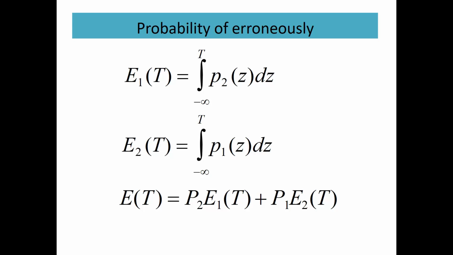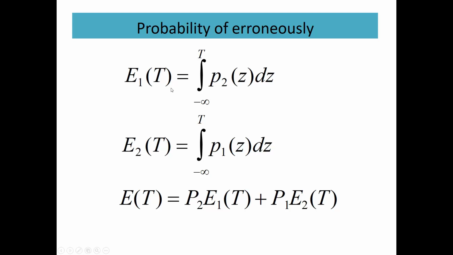Now the probability of considering a background point as an object leads to an error E1(T), because this error is threshold dependent. So E1 is a function of capital T. So E1(T) is equal to the integral of p2(z) dz, integrated from minus infinity to capital T.